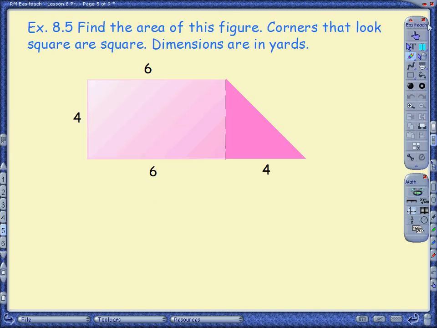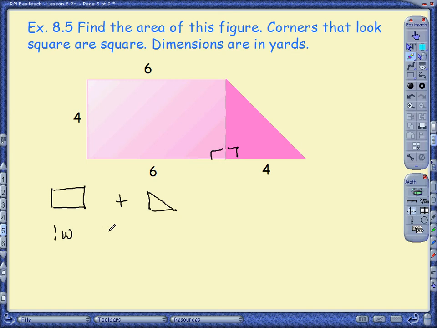We have another what we call composite figure. Find the area of this figure. Corners that look square are square, and dimensions are in yards. Well, this time we have a figure made up of a rectangle and a triangle. And the triangle is a right triangle. It tells us that corners that look square are square.